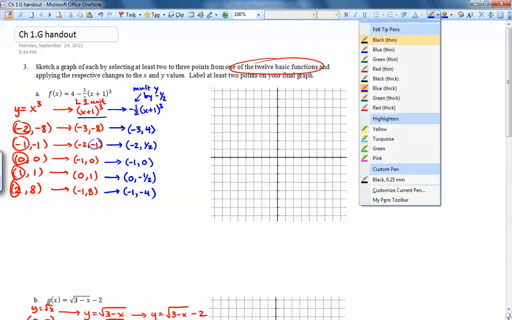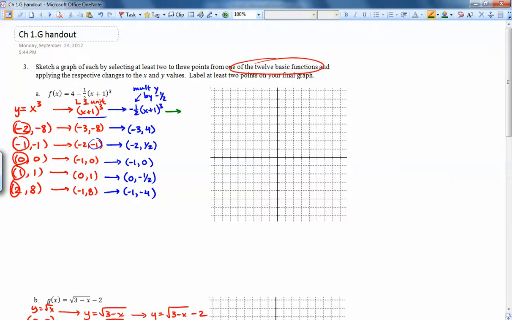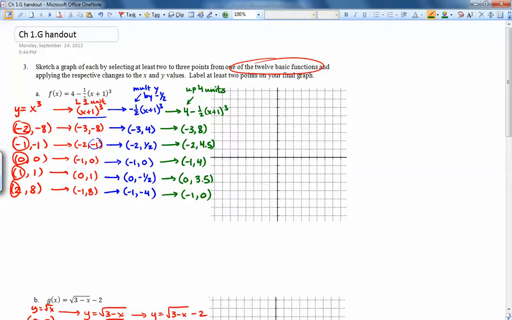Okay. And then we got one more thing left, and that's going to be add 4, right? So it's 4 minus whatever we had before. So what that 4 does is it shifts everything up by 4, which is the same thing as adding 4 to the y values. So I'm going to add 4 to all the y values, keep the x's the same. So add 4 to the y values, that becomes 4. 0, this becomes, what, 3.5? And this becomes -1, add 4, that becomes 0. So now I've got my final points right here.